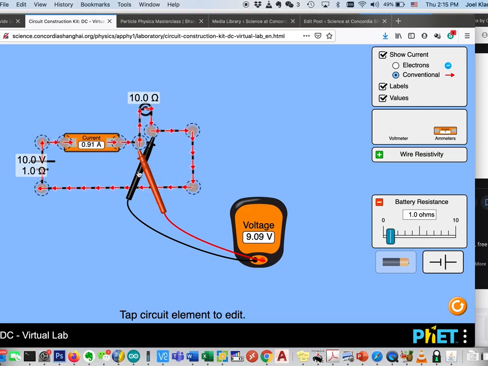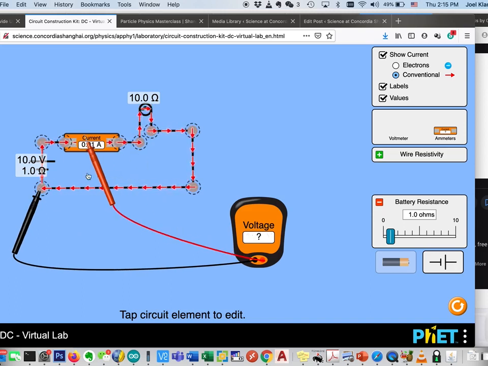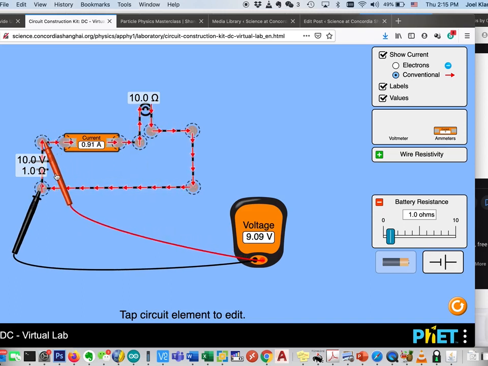I guess I can move this one over here real quick. If I move the voltmeter over here, the terminals on my battery would only show 9.09 as well. Why? Because I'm losing a little bit of voltage across this internal resistance. So you get some strange effects.